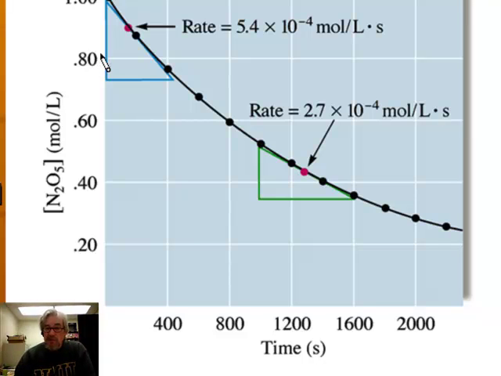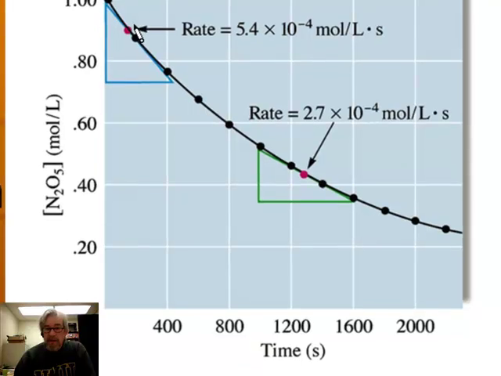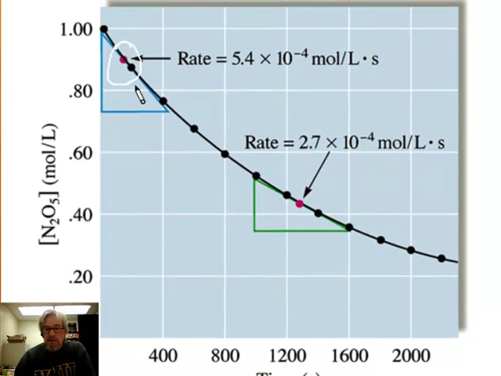Rate is the slope of the curve at any point. And at this point, where the concentration is relatively high early in the reaction, the slope is much steeper than at this point where the reaction has been going on for a while. So the question is, is there a predictable way to understand how that affects the rate?